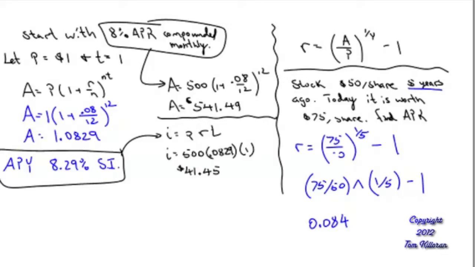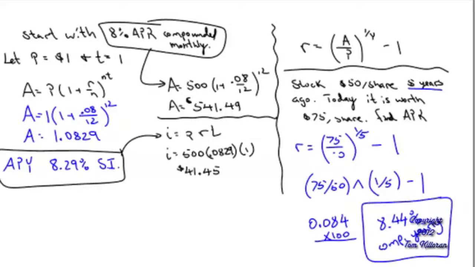This is an interest rate, so what do I have to do to it? Multiply by 100. That becomes 8.44. 8.44% compounded yearly. So, if you had this stock and you were using it to save money or to generate money, you could have earned the same amount of money if you could find a bank account that earned 8.44%. What's the chances of that happening?